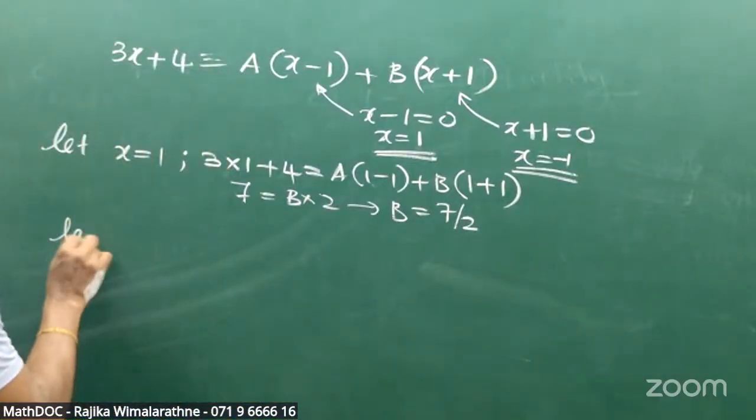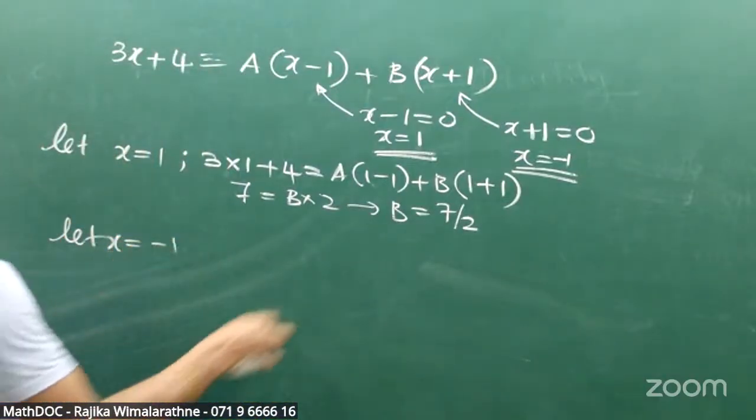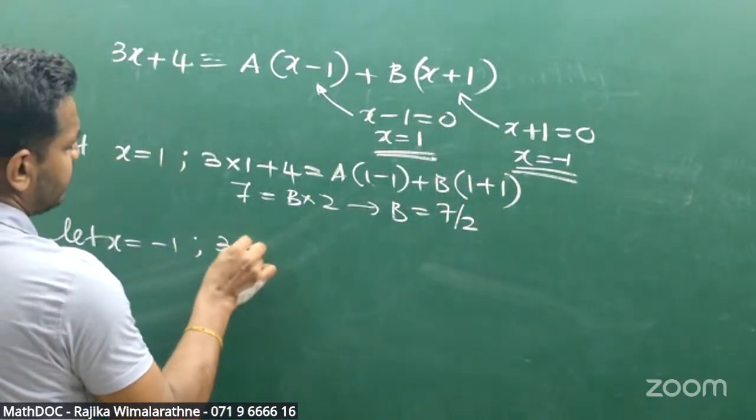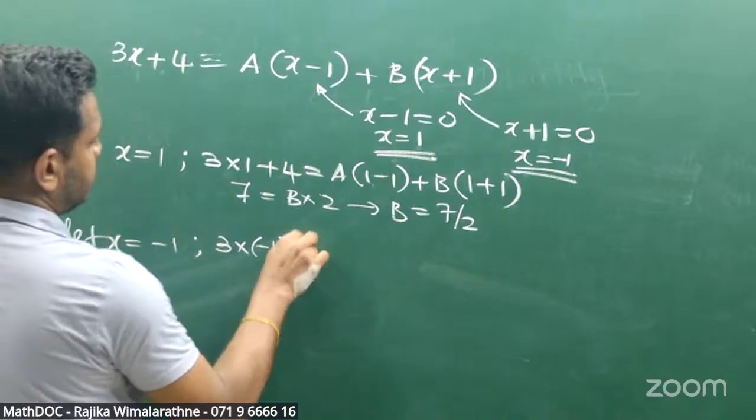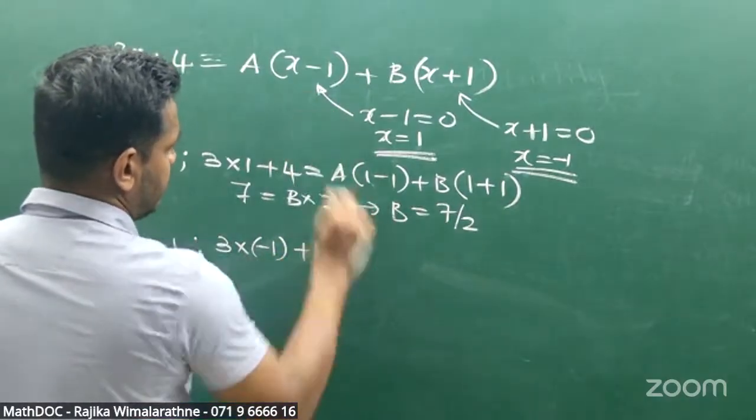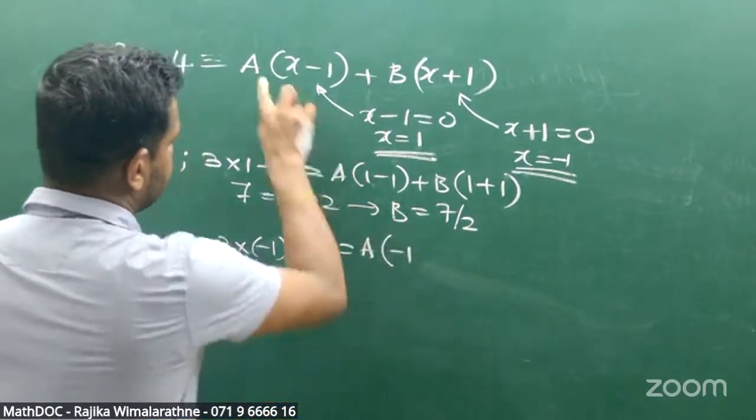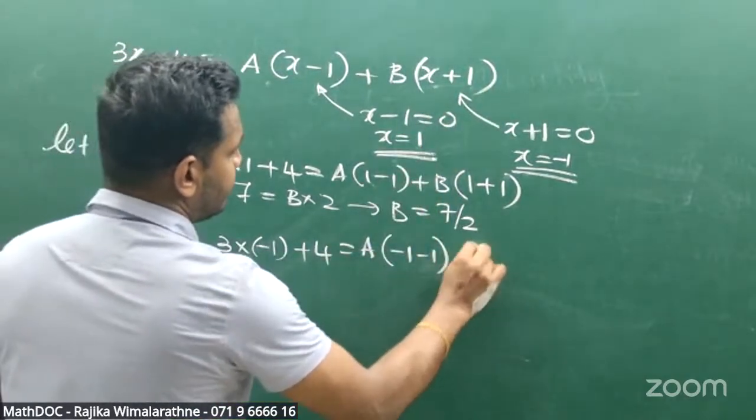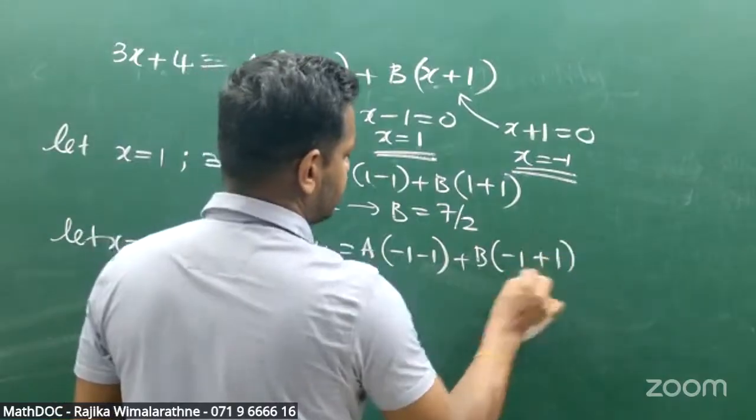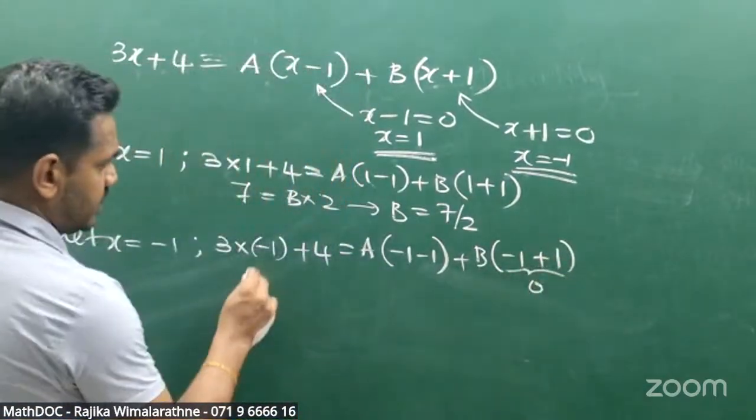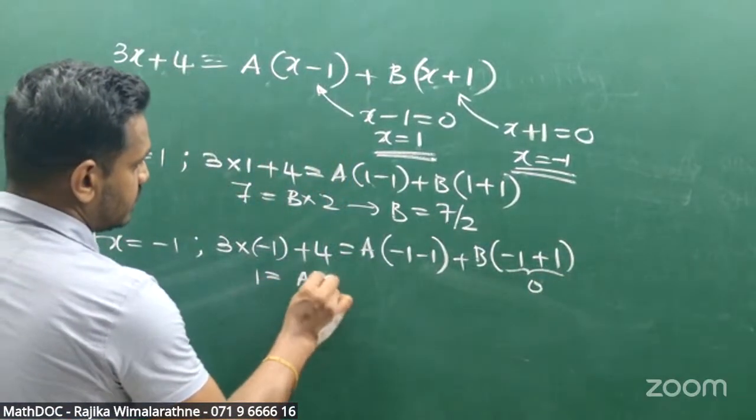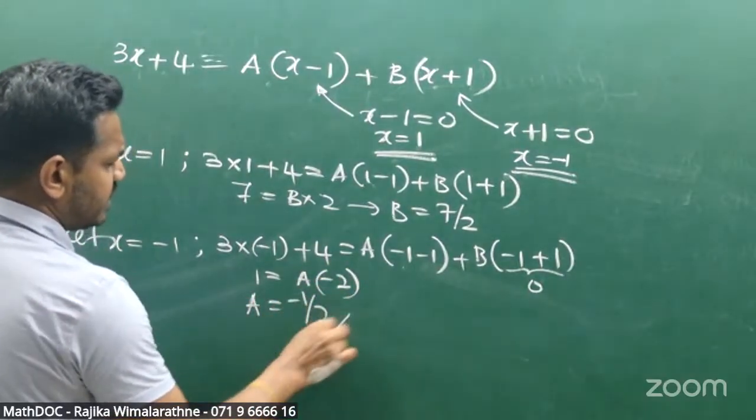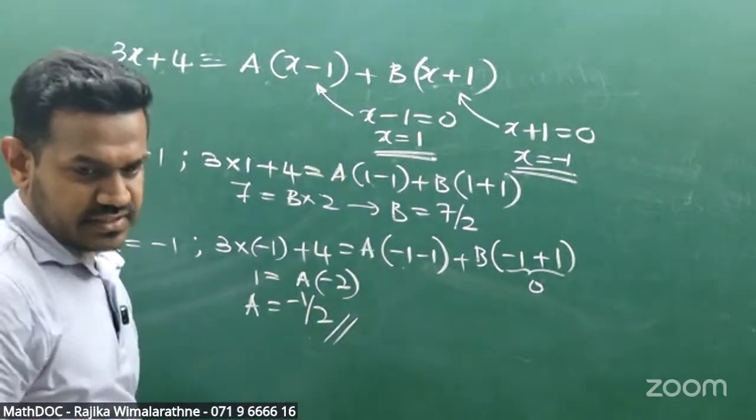Then similarly, let x equal minus 1. You had better substitute these values. Then 3 times minus 1 plus 4, here a times (minus 1 minus 1), and here minus 1 plus 1 is 0. Then here 1 equals minus 2a. Then a value equals minus half. Likewise, we can find the unknowns.